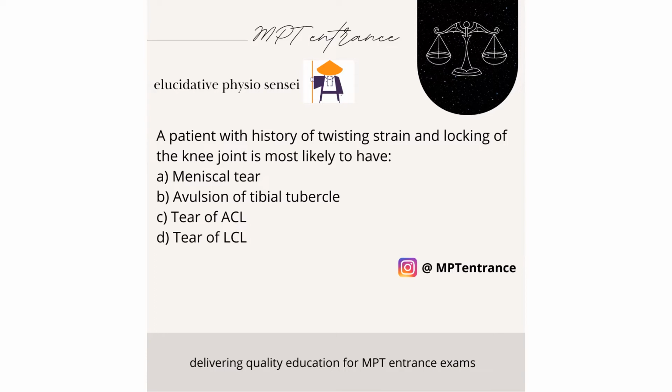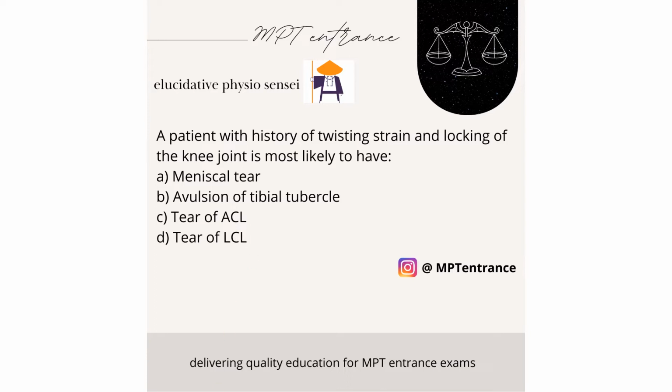In today's series, we have a question of an orthopedic slash sports. So this question goes like this. A patient with a history of a twisting strain and a locking of the knee joint is most likely to have: option A, meniscal tear; option B, avulsion of the tibial tubercle; option C, tear of the ACL; and option D, tear of LCL. So let's dissect this question.